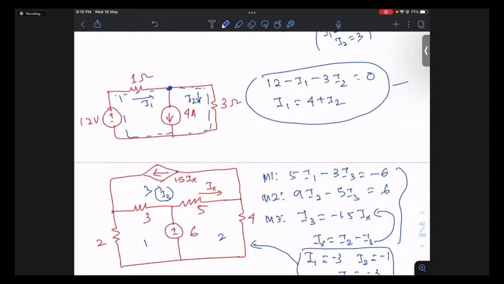When we get situations where two meshes are separated by a current source. So the value of I1 is 6 and the value of I2 is 2. This is the solution of this problem.